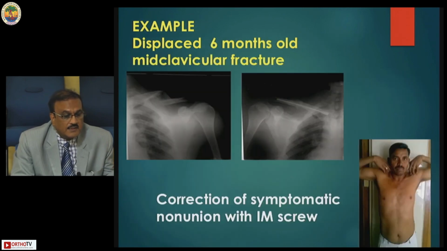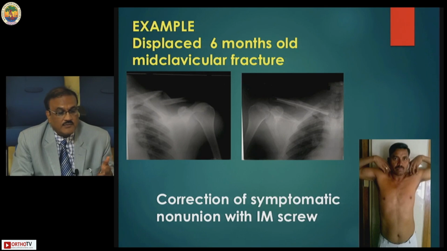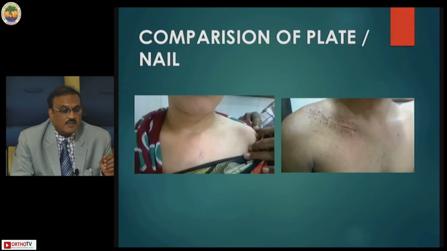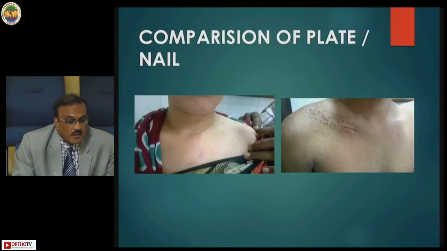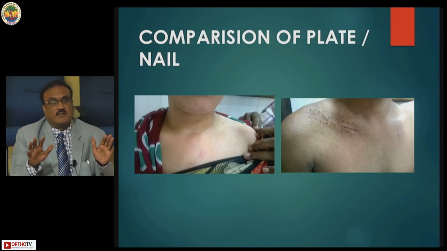This is another X-ray, a displaced 4-month-old midclavicular fracture, 6 months. Now the patient was symptomatic. I did an open reduction, correction of the symptomatic non-union with the intramedullary nail plate. So, comparison of the plate and nail.